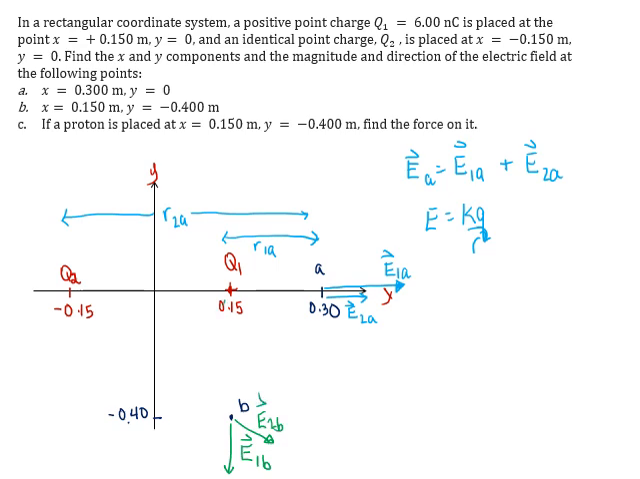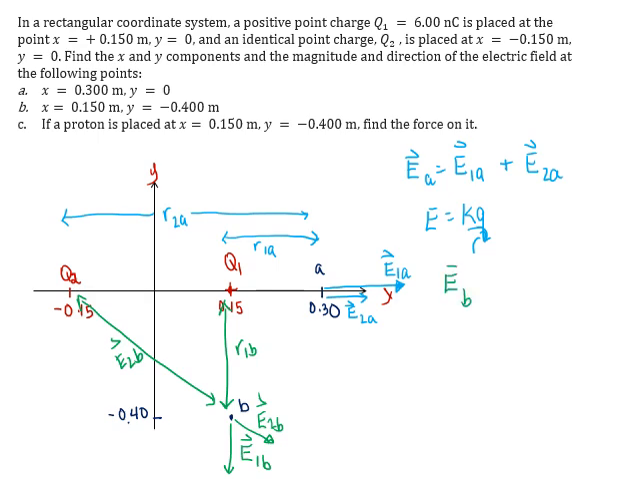For our distances, the distance between charge 1 and point B is from there to there, R1B. Between charge 2 and point B is from here to here. Then we have to do the same deal. We've got to find the magnitudes of those vectors using kQ over r squared.